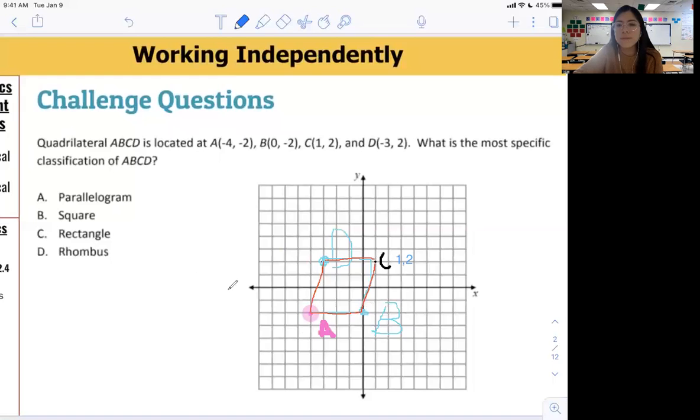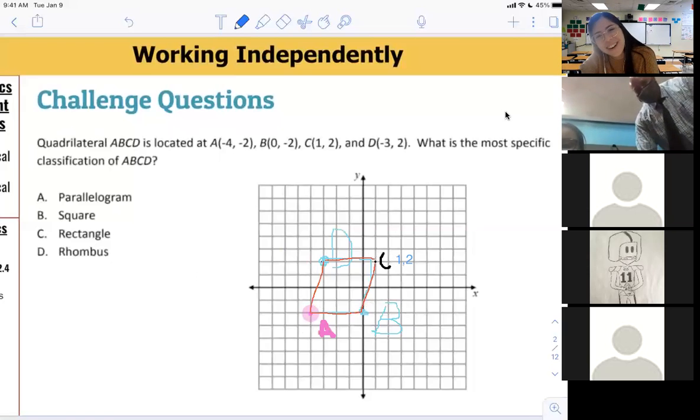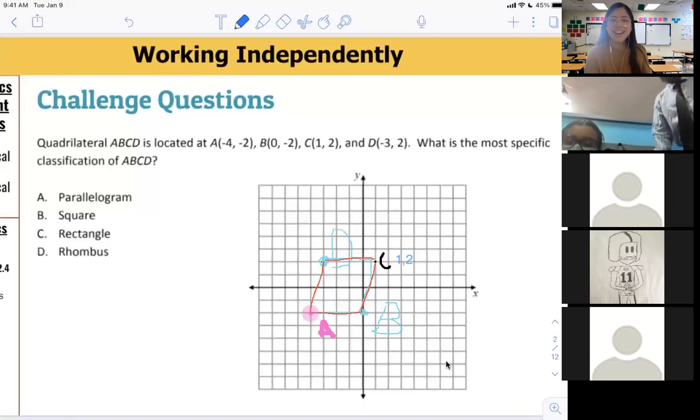Hi, Miss Lopez. Oh, hi. Oh, wait. Oh, there we go. Hi, now I can see you. How are you? Here to check on your young people up here. They're doing good. We are working on our parallelograms. All right, I see.